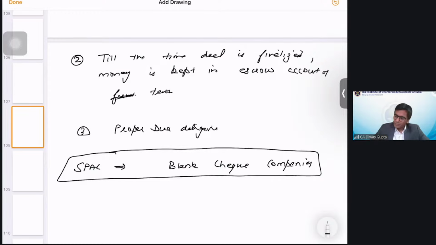Okay. Yes, it is allowed in India. It is allowed in India. And let me tell you, this is a very matured concept in the Western world, let's say US and Europe, where they have been doing this, right? But in India also it is allowed.